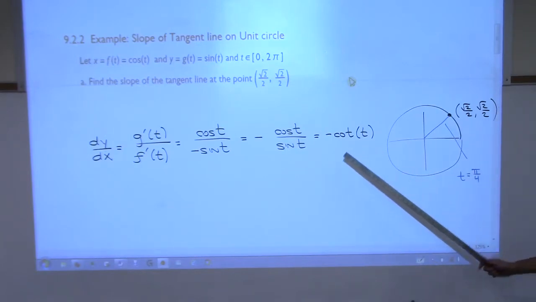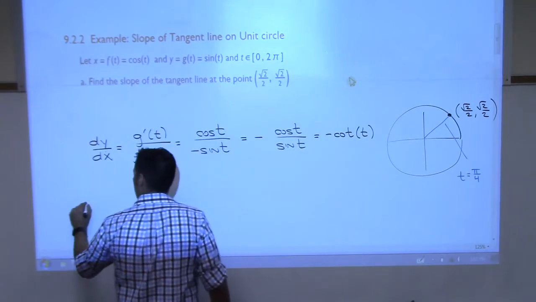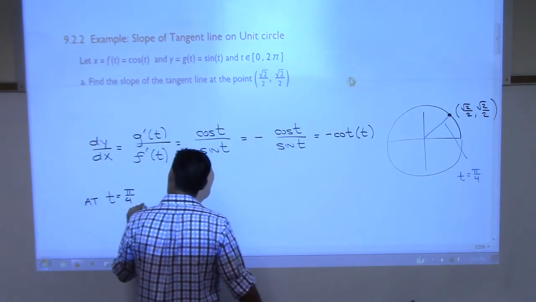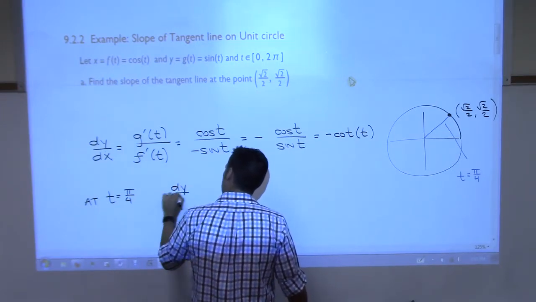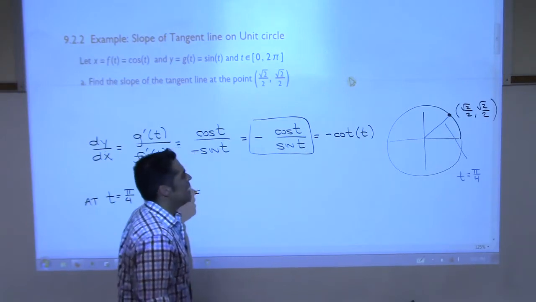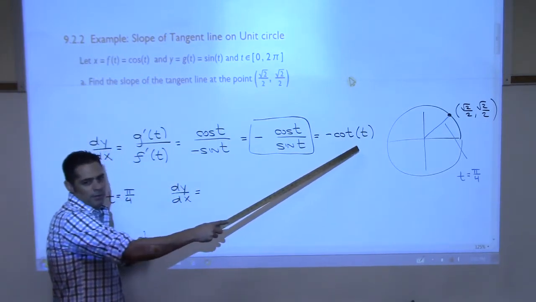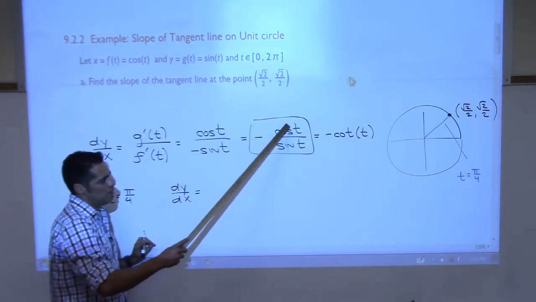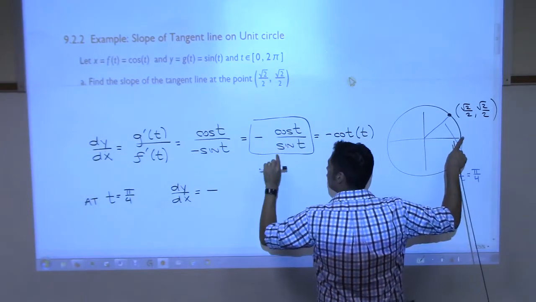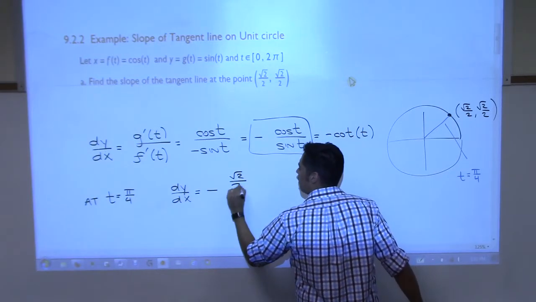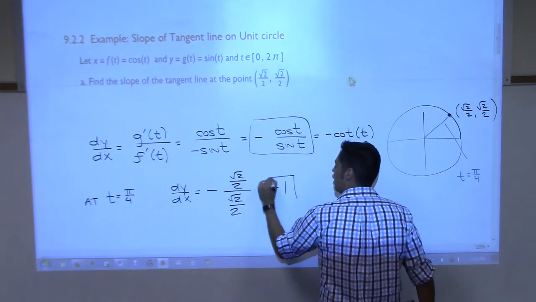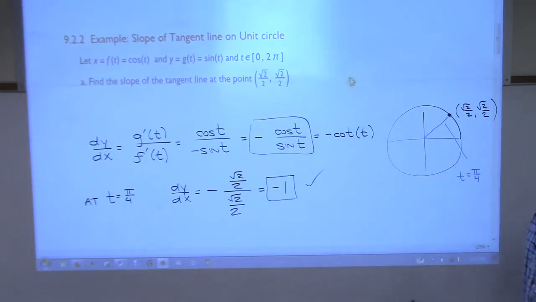So now, to figure out the slope at t equals pi over 4, dy/dx is equal to, I'm going to use this one because we may not all know what cotangent of pi over 4 is. So it's easier just to put pi over 4 into both of those. So you get negative, what is cosine of pi over 4? Root 2 over 2 over root 2 over 2, and that's just going to give you negative 1. It's exactly what we thought it might be.